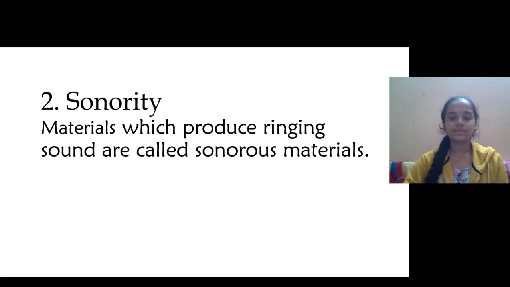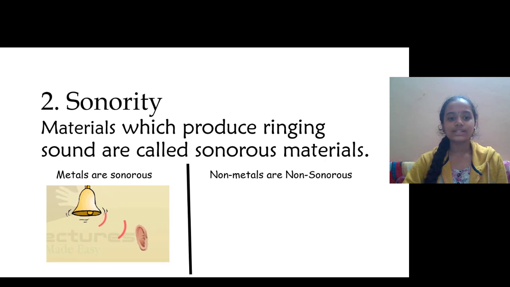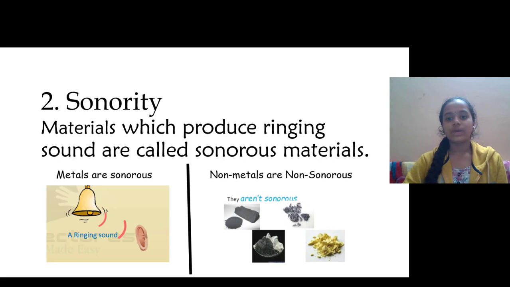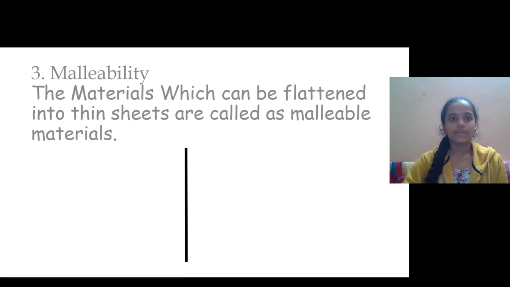Sonority. Materials which produce a ringing sound are called sonorous materials. Metals are sonorous, non-metals are non-sonorous. When we hear the ringing sound of a bell, that means the bell is made up of metals, whereas sulfur, phosphorus and iodine are non-metals and they are not sonorous.